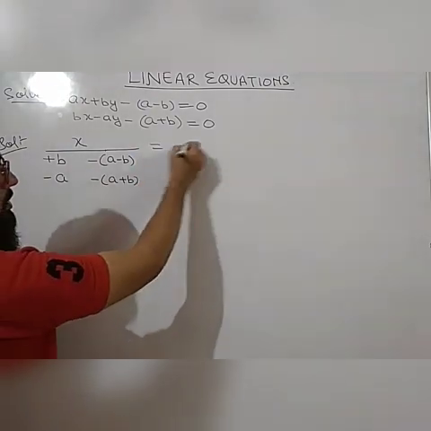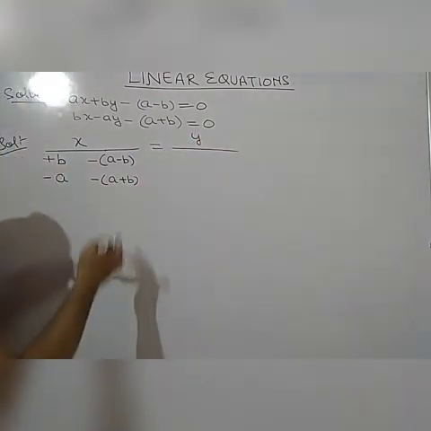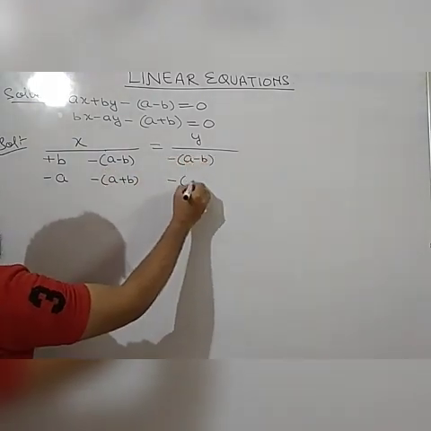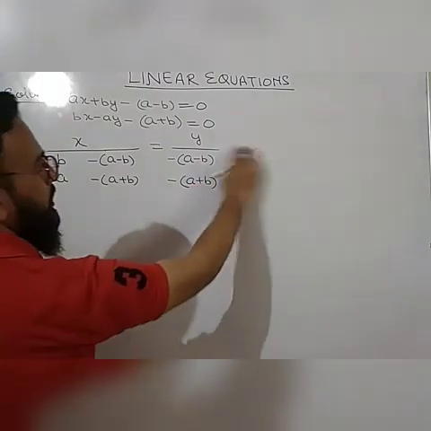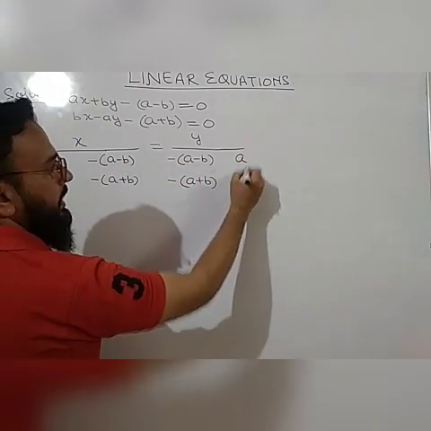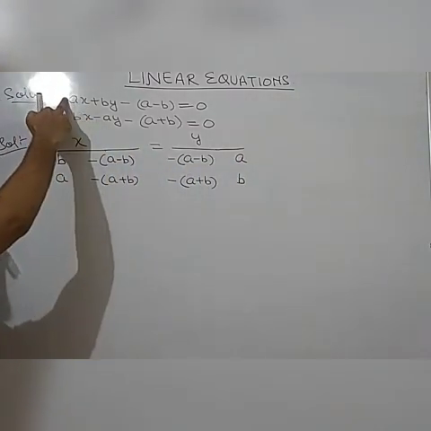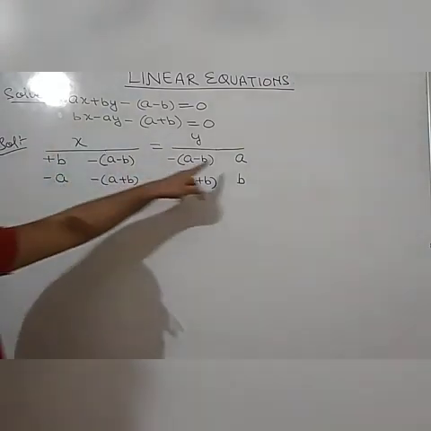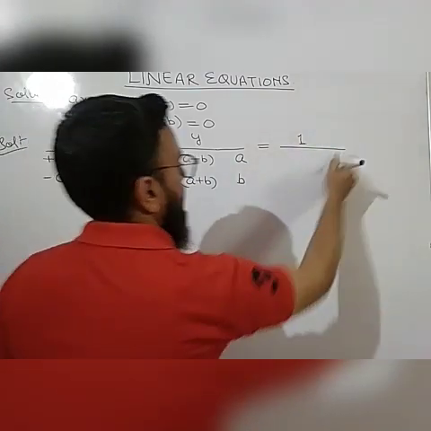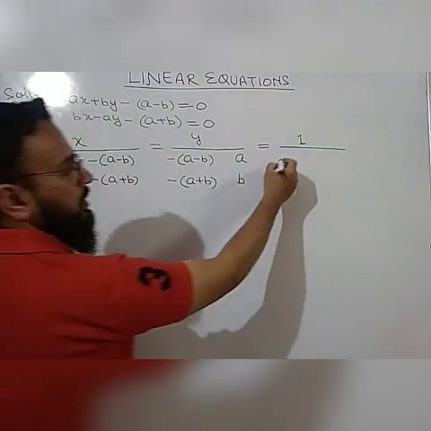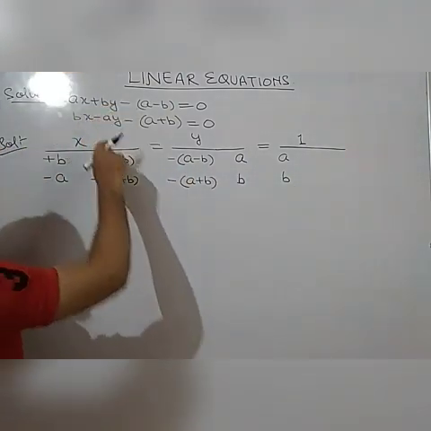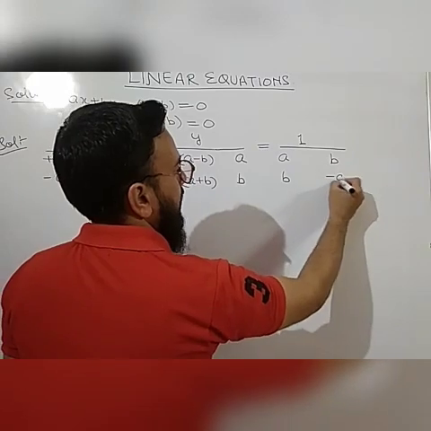It will be equal to y upon. Again we will repeat this term. So we will get minus a minus b, minus a plus b. And then after this constant term, we will get the coefficient of x. That is a and b. Coefficient of x in first equation is a and in second equation it is b. So we write here a and b. Now it is equal to 1 upon. Now again we will repeat this term a and b. And after a and b, what is the term? The coefficient of y, that is b and minus a.